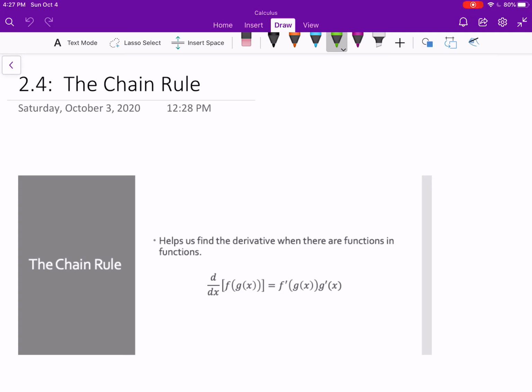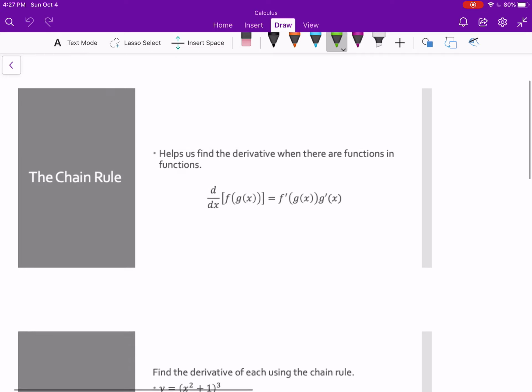This is section 2.4, the chain rule. So the chain rule is a rule that helps us find the derivative when there are functions inside of functions. So the derivative of f of g of x is f prime of g of x times the derivative of g. So don't get too caught up on that. It'll make more sense once you see examples.